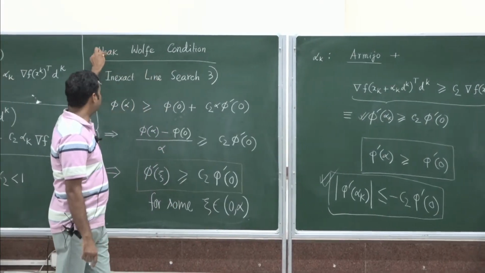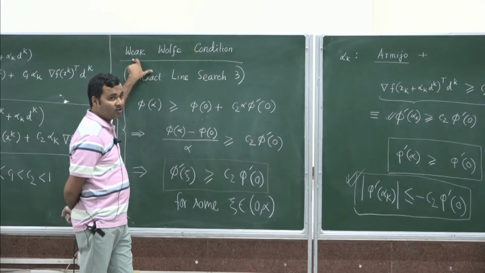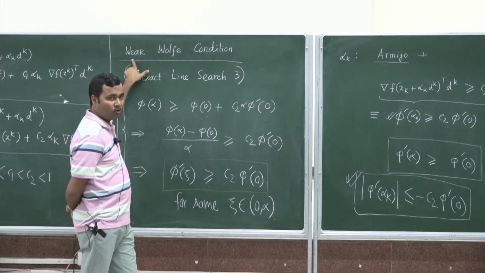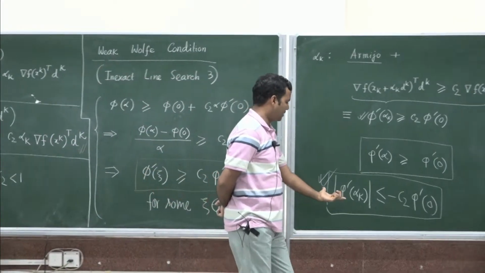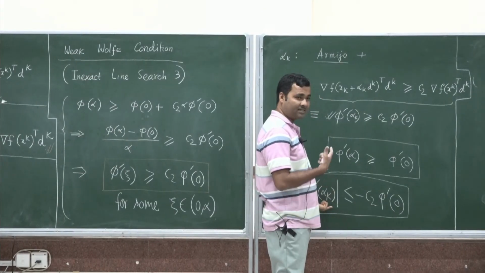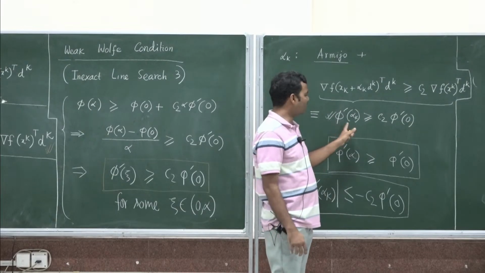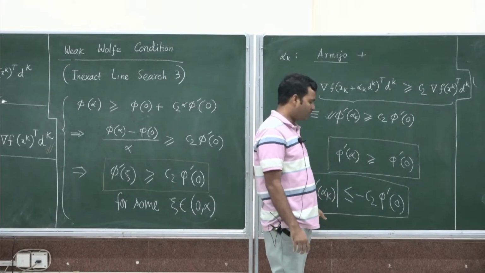But the weak one continues to be called weak Wolfe because any descent method has global convergence with only the weak Wolfe condition. We don't require this condition. This condition is a bit strange, but very strict, in the sense that I have to take care of both sides. In the weak condition you take care of just one side, but here you take care of both sides.